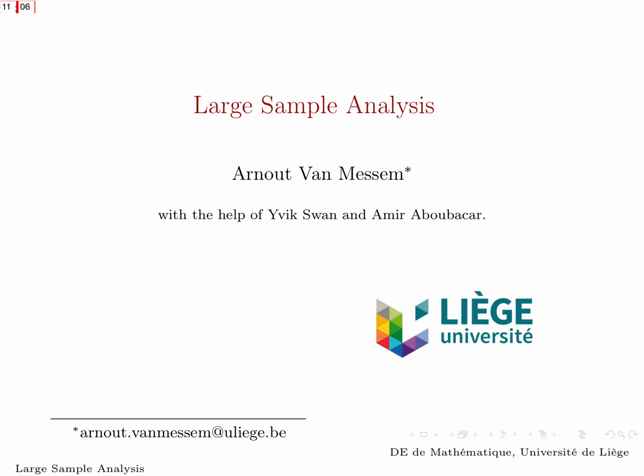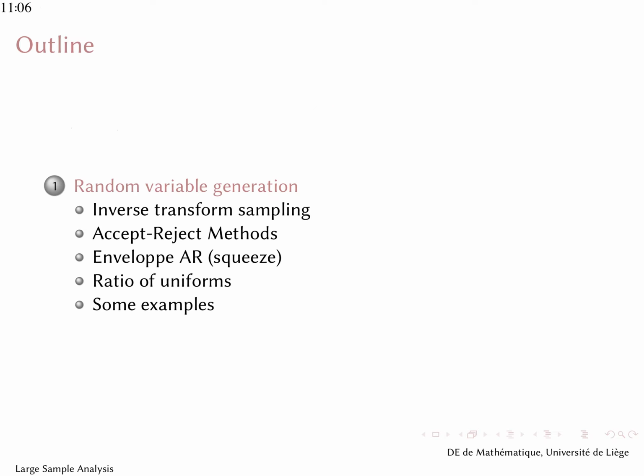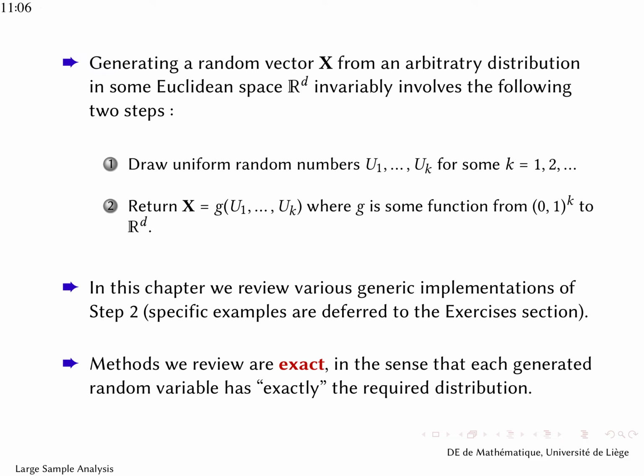Next, we will take a look at random variable generation. We will see inverse transform sampling, accept-reject methods, including the envelope AR, ratio of uniforms, and then we will finish with some examples. In general, if we want to generate a random vector from any arbitrary distribution in a Euclidean space, we will have the following two steps.